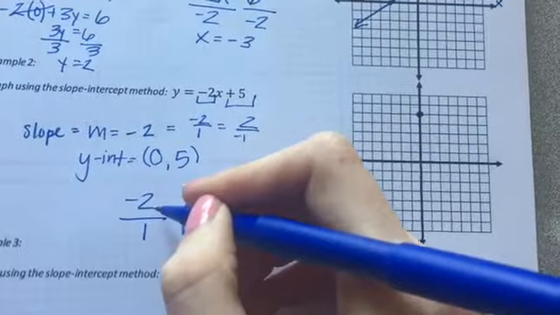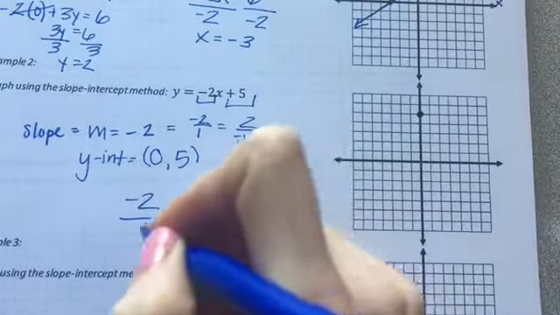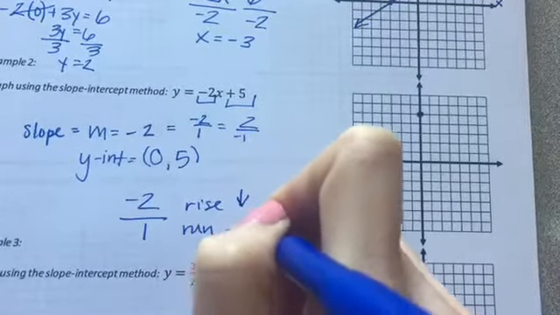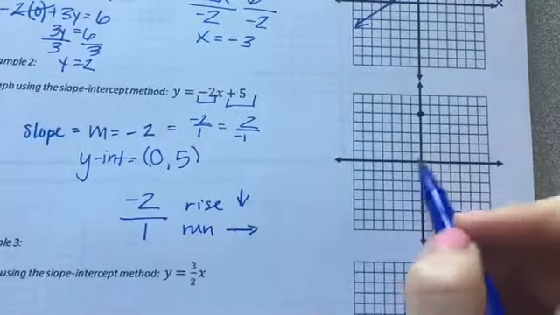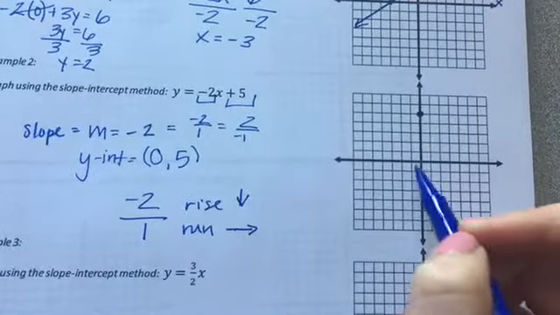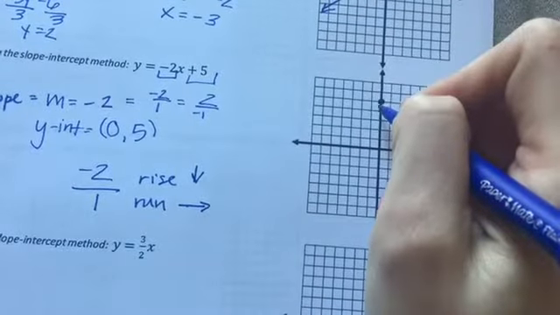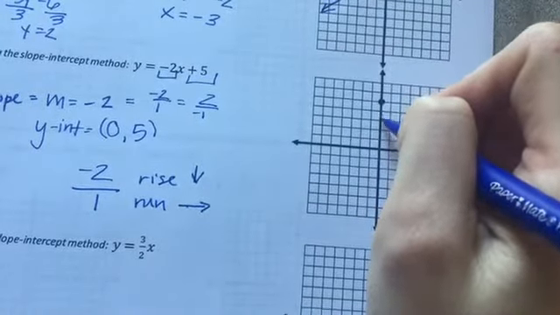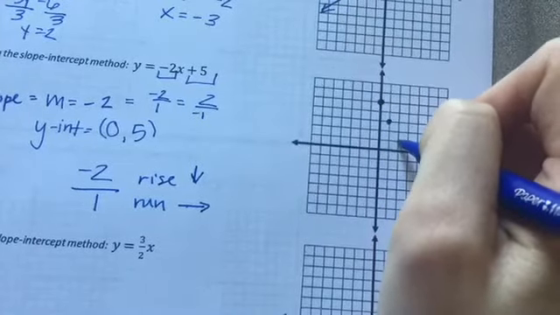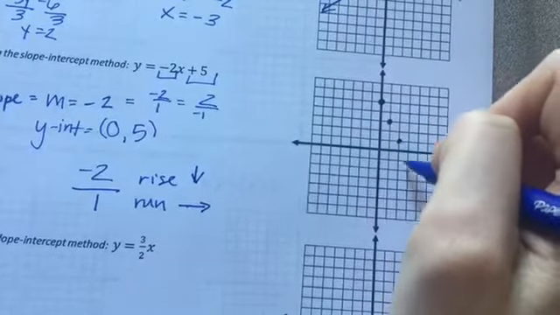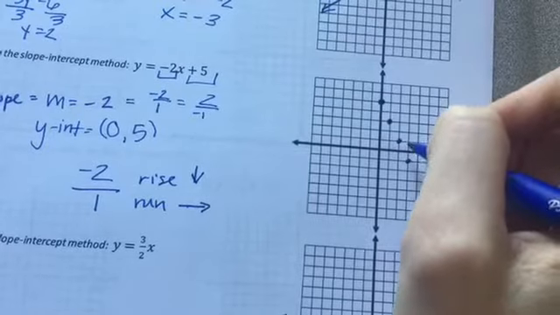So if it's a negative 2, will we go up or down? We are going to go down, right? And if it's a positive run, will we go left or right? We will go right, okay? Because on the x-axis, if you go to the right, it goes positive. And if you are on the y-axis, it goes down for negatives. So from our y-intercept, we are going to go down 2, run 1, down 2, run 1. Now, we can continue going like this. You should have at least 3 points if they'll fit. More is better.